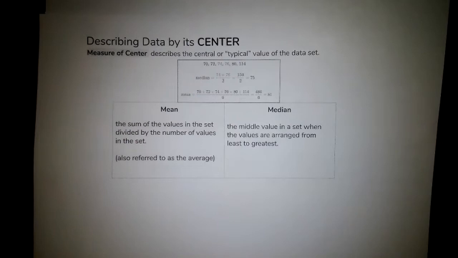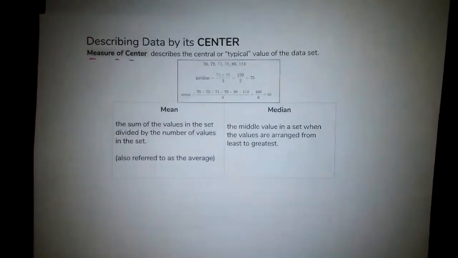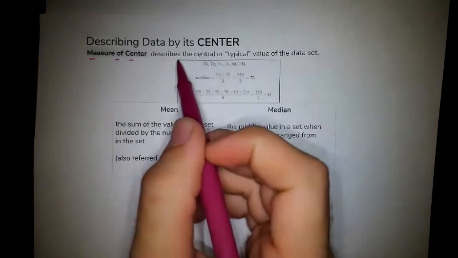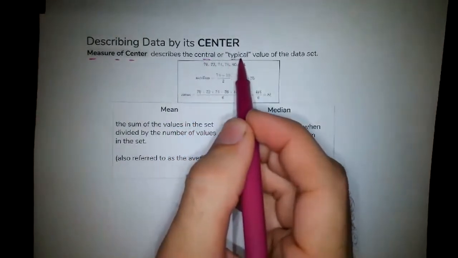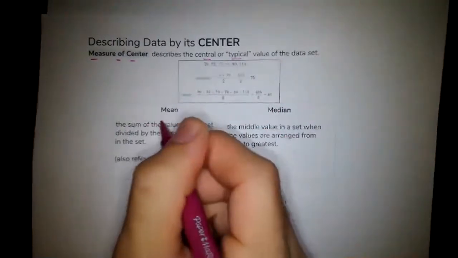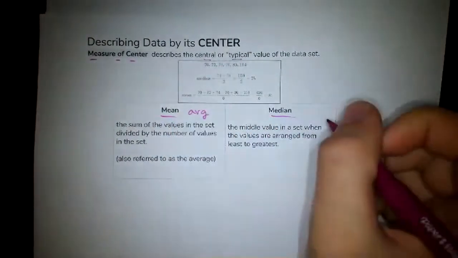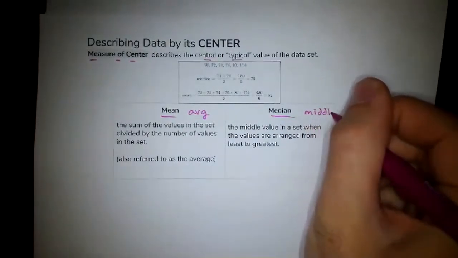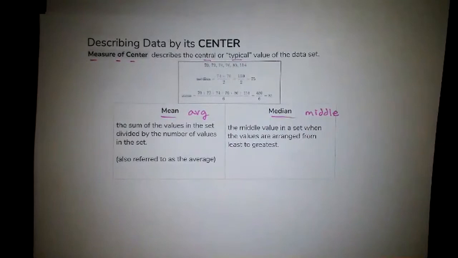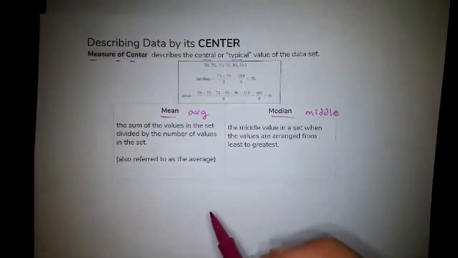So when we describe data by its center, what we're referring to are the measures of the center. Usually it is described as the central or the typical value of the data set. And really all this is talking about is the mean and the median. The mean, of course, we know is the average, and then the median is just the middle number. This is something going back to middle school, even before that. You guys should be pretty comfortable with simple concepts like mean and median.